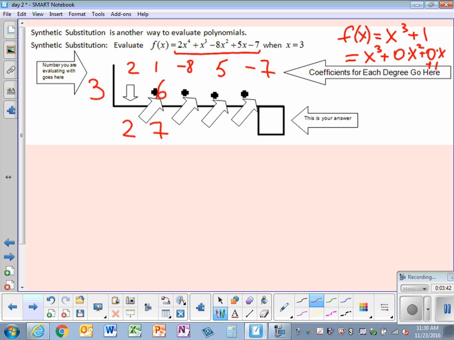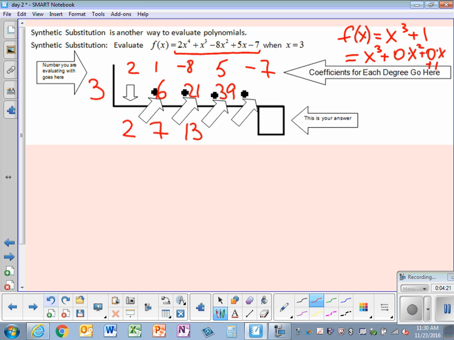Now again, before I go diagonal, I need to multiply 3 times 7, which is 21. Now I add the numbers in the same column. So negative 8 plus 21 gives me 15, right? No, 17? Negative 8 plus 21. 21 minus 8 is 13. Oh, right, of course. 13. Excuse me.